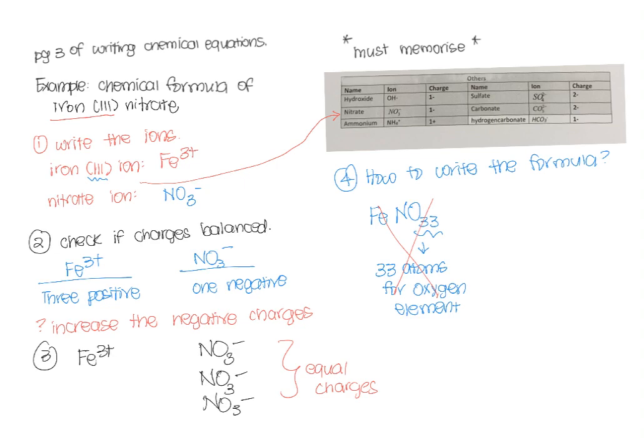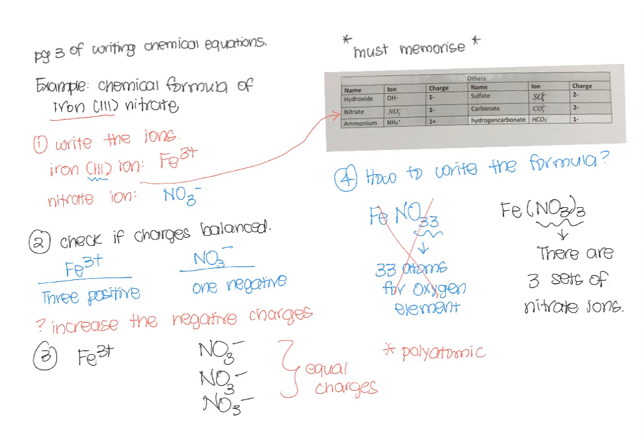So to be honest, the chemist actually came up with something, which is this. (NO3) and 3. So this actually represents there are 3 sets of nitrate ions. Okay? So always remember, polyatomic ion, we have more than one, we'll need a bracket.